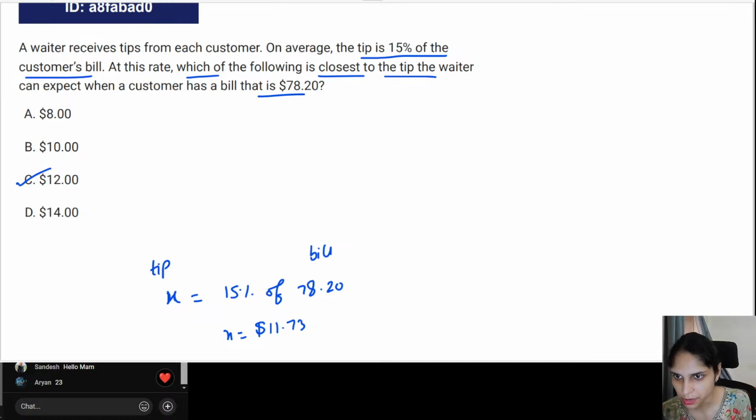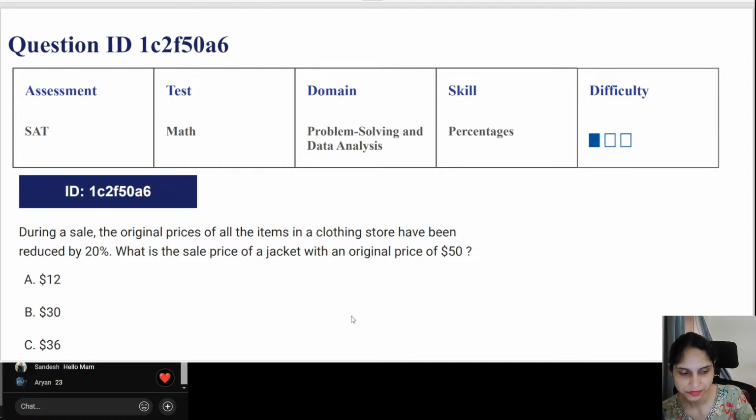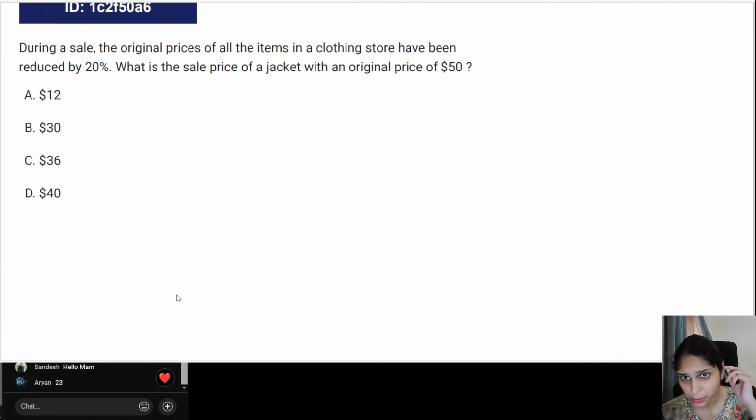Last 5 questions remaining. Question number 42. I stopped writing the numbers. During a sale, the original prices of all the items in a clothing store have been reduced by 80%. So reduced by 80%, that means now there are 80% of the original. What is the sale price of a jacket with an original price of $50? 5 times 8 is 40, so the answer is $40.